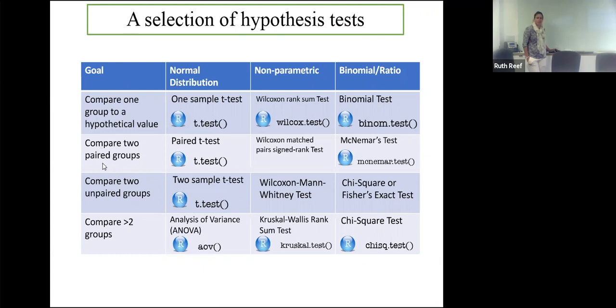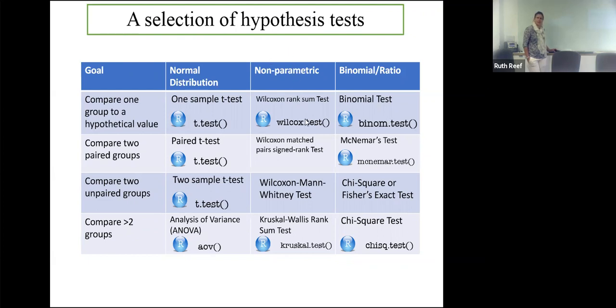We can compare two paired groups. We spoke about pairing. Again, the t-test function will be paired equals true. You'll see it when you get to it. You can compare two unpaired groups. Again, a two-sample t-test. Now we're talking about comparing more than two groups. And for that, we're going to need an analysis of variance, or in R, the aov.